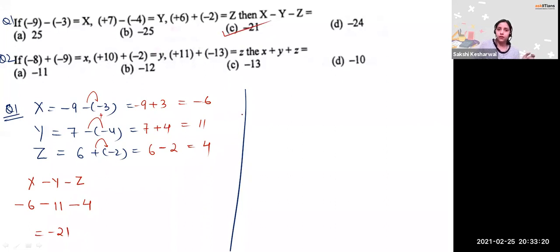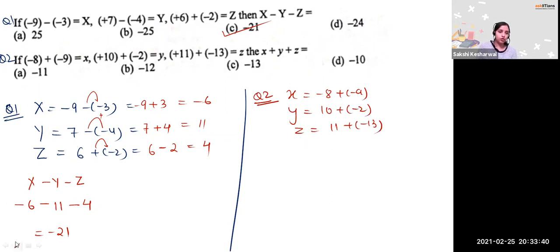Right? Coming to question number 2. What's question number 2? It says x, y, z and find x plus y plus z. You can just give it a try. So x is equal to minus 8 minus of 9, y is equal to 10 plus minus of 2, and z is equal to 11 plus of minus 13.